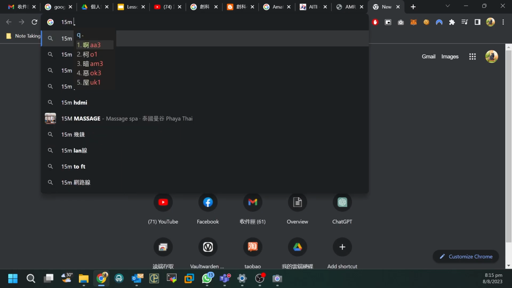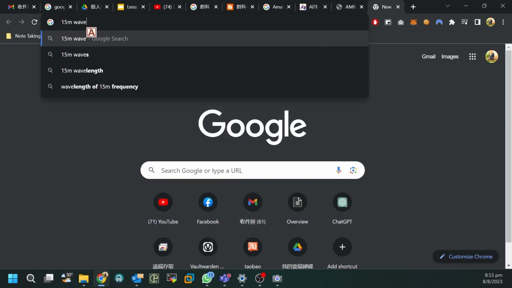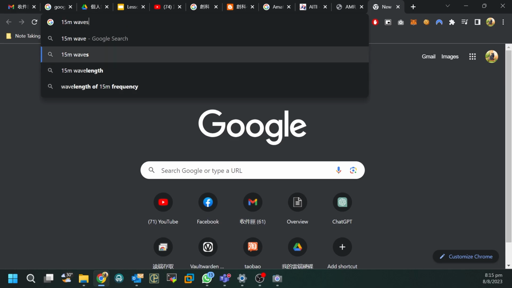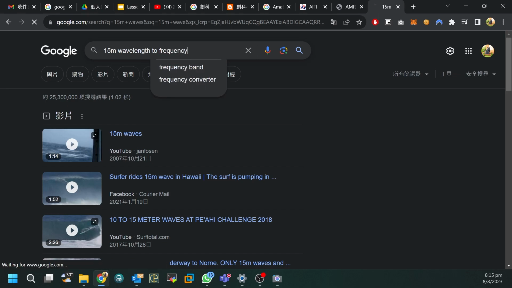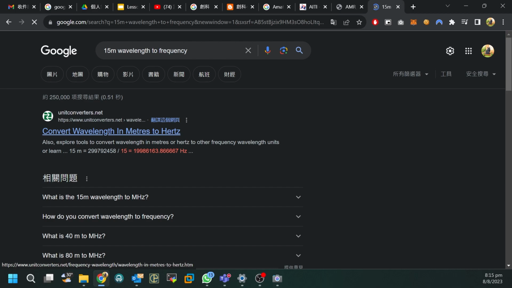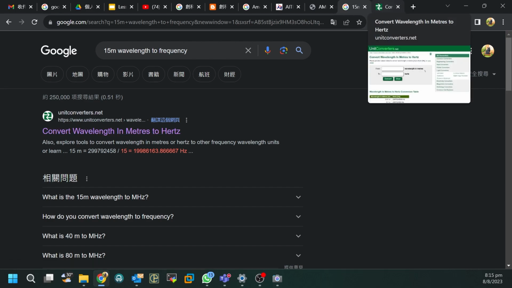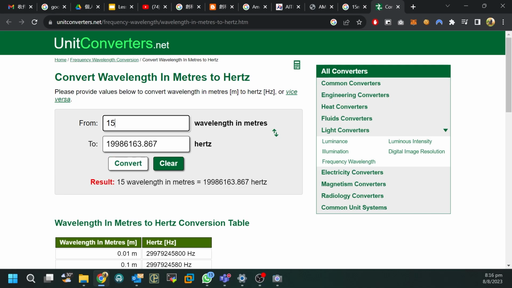15 meter wave. Okay, actually Google will help: wavelength to frequency. Oh, it's 20, around 20 megahertz.